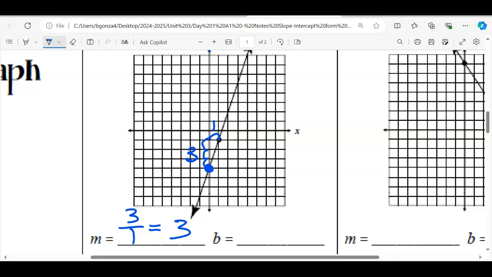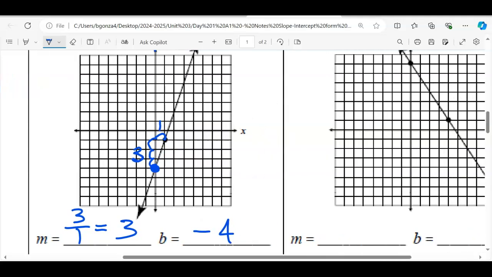If it's below 0, it's negative 4. Okay? Y'all got me? So we start at 0, down 1, 2, 3, 4. Negative 4 is my y-intercept. Okay? Let's try another one.